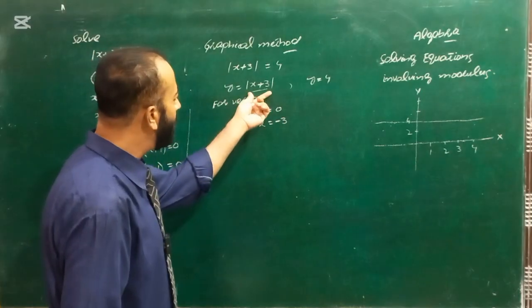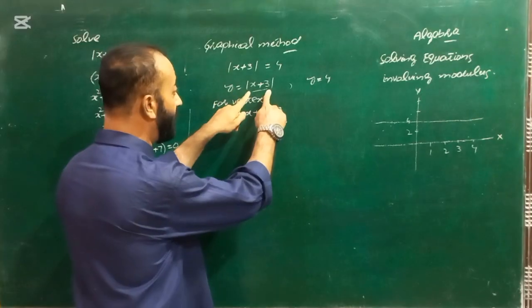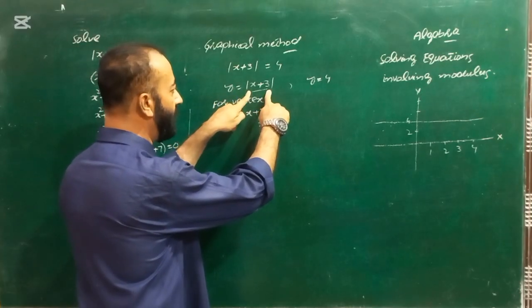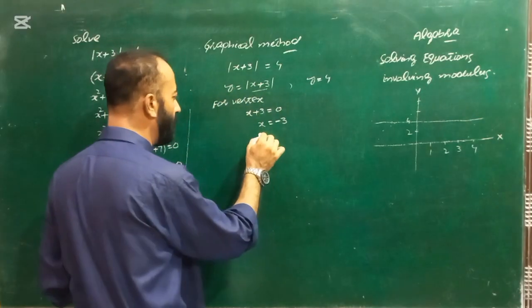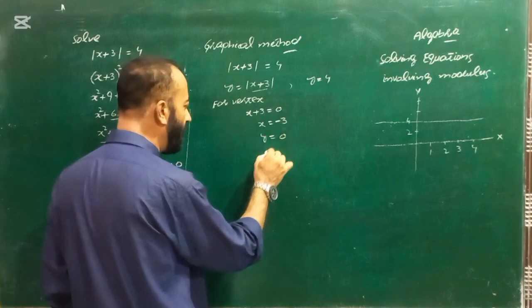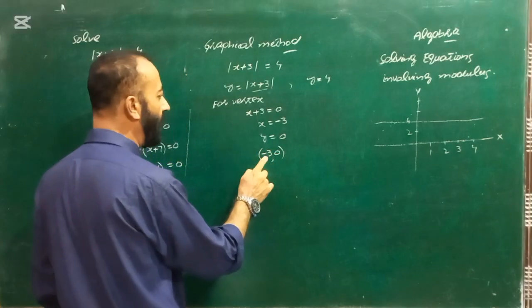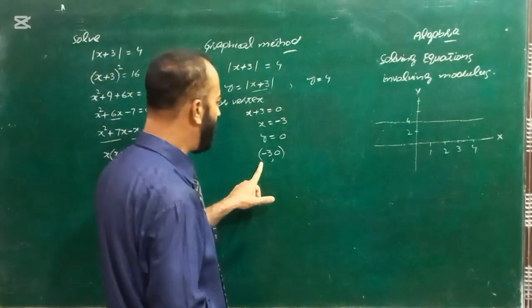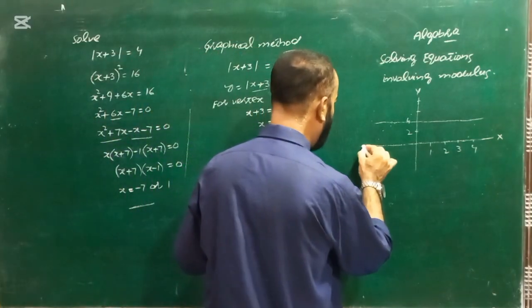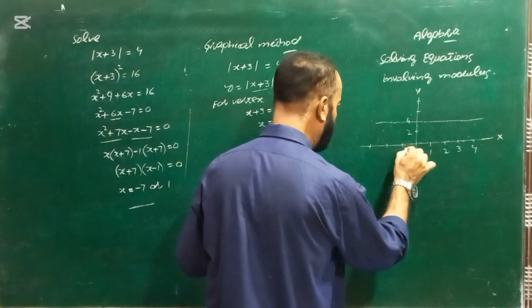And when we have taken this expression equal to 0, y will be equal to 0 because this full expression has been taken equal to 0. So y will be equal to 0. So it means minus 3 and 0 will be the vertex point. So minus 3 and 0. So look now, minus 1, minus 2 and minus 3.